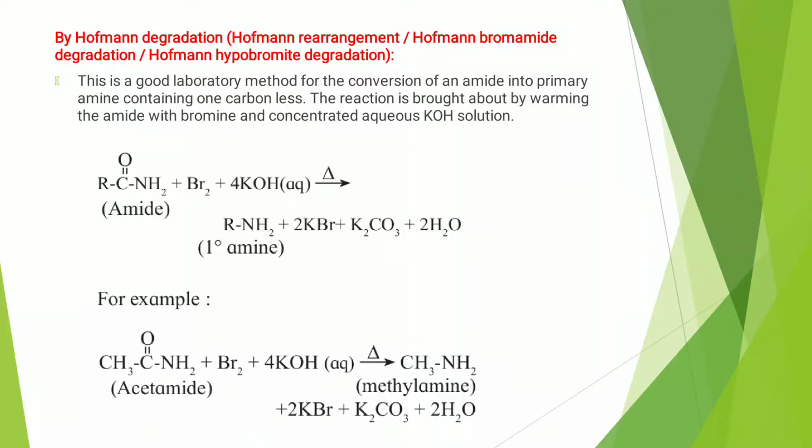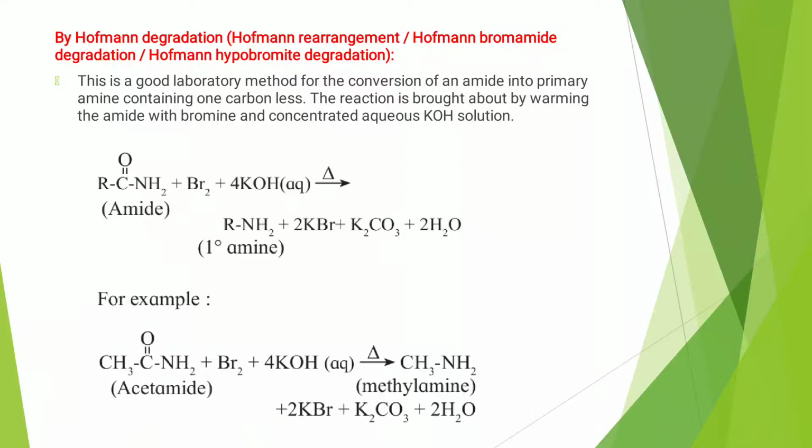So we get primary amine. So amides are converted into primary amine. In this method, we get the product with one carbon atom less than the starting compound. So that is the starting compound, amide. So this reaction is known as Hofmann bromamide degradation. Degradation means the number of carbon atoms is reduced.